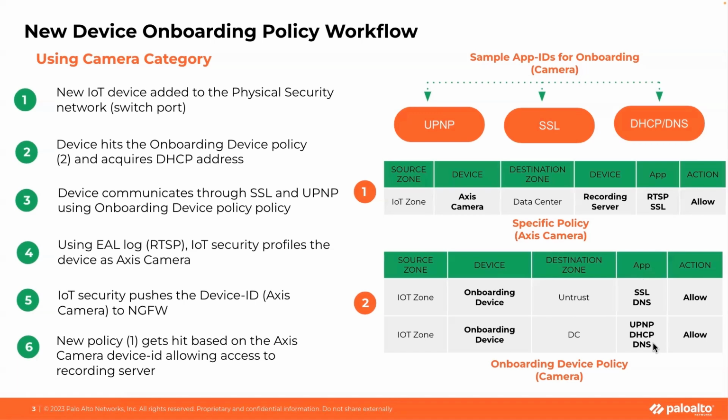Now, on the basis of enhanced application logs, IoT security is able to profile this device as an access communication camera. We have a specific policy for access camera, which allows it to use applications such as RTSP, SSL, and so on. So when we are accurately able to classify a device as a camera in this example, the confidence score of the device would increase and the device would be moved from the onboarding device category to the specific device it belongs to. And the new policies which we have created would be getting hit.